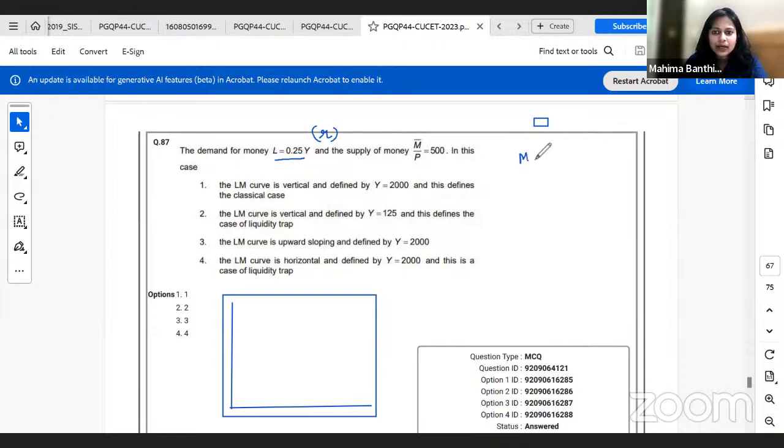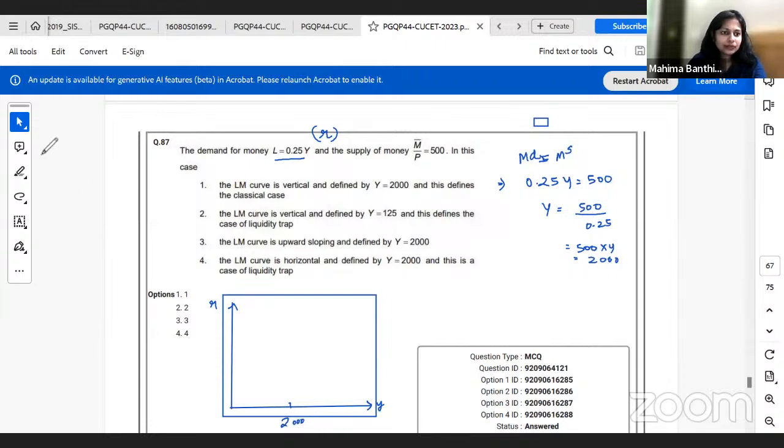So if my money demand is equal to money supply, 0.25y is equal to 500. Okay, so y is equal to 500 divided by 0.25, which is 500 into 4, which is equal to 2000. So LM is going to be defined only by y equal to 2000. Now, if you look at the ISLM model, this is going to be R, this is y. So y equal to 2000 is a point here. And this is going to be the LM curve.